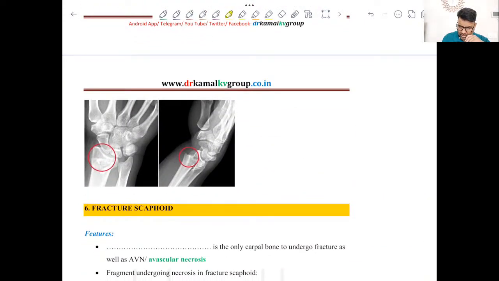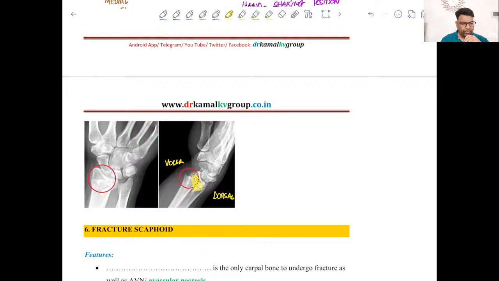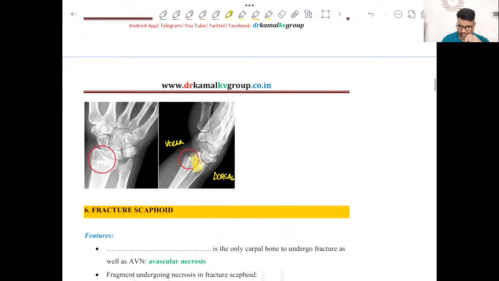And here you can see this is dorsal, this is volar aspect, and you can see the distal fragment. This is the distal fragment actually, and you can see the angulation and the displacement dorsally, right? So this is how you need to remember this, and it is quite easy to diagnose on X-ray.